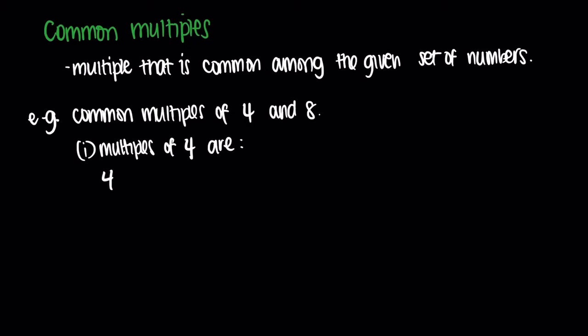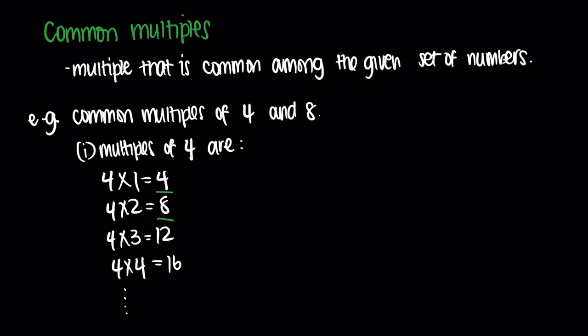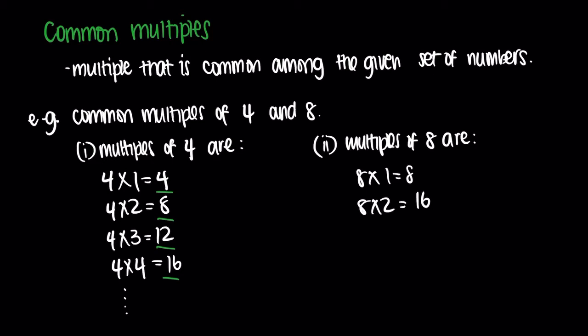We get 4 multiplied by 1, 4 is a multiple. 4 multiplied by 2, 8. 4 multiplied by 3, 12. 4 multiplied by 4, 16, etc. And the multiples of 8, when we work it out, are 8 multiplied by 1, 8. 8 multiplied by 2, 16. 8 multiplied by 3, 24, etc.